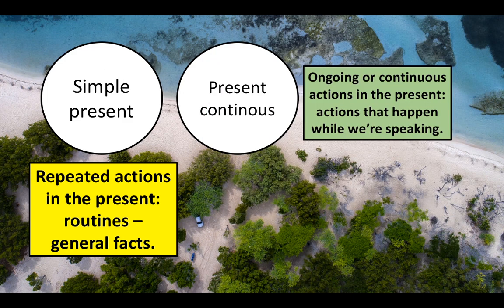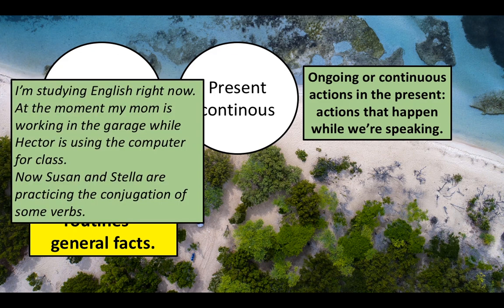And now let's see some examples of sentences in the present continuous tense. I'm studying English right now. Remember that we use the present continuous to describe actions that happen while we're speaking. I'm studying English right now. It's something that I'm doing as we speak. At the moment, my mom is working in the garage while Hector is using the computer for class. That is something that is happening right now. That's when we use the present continuous.